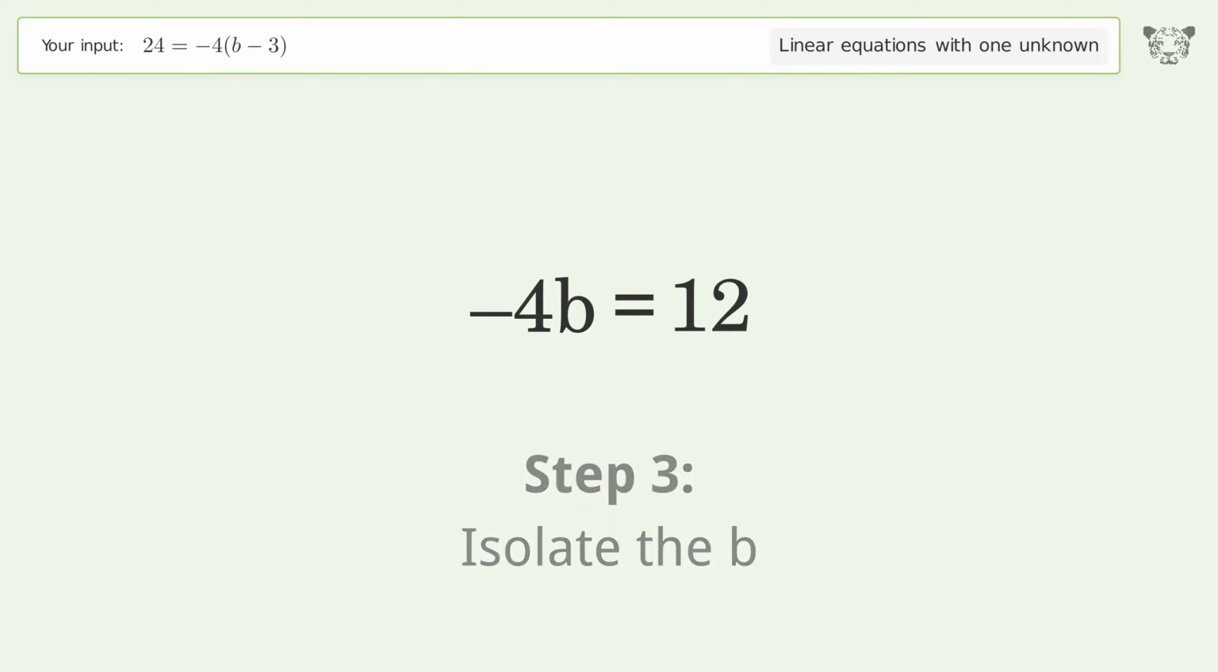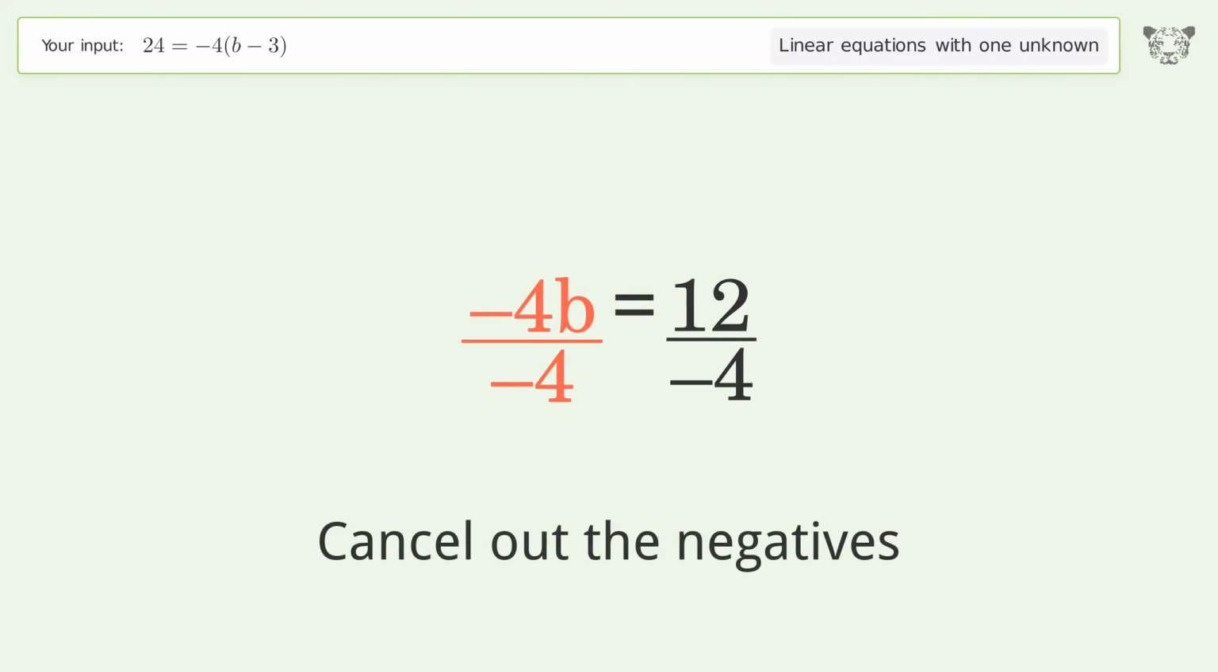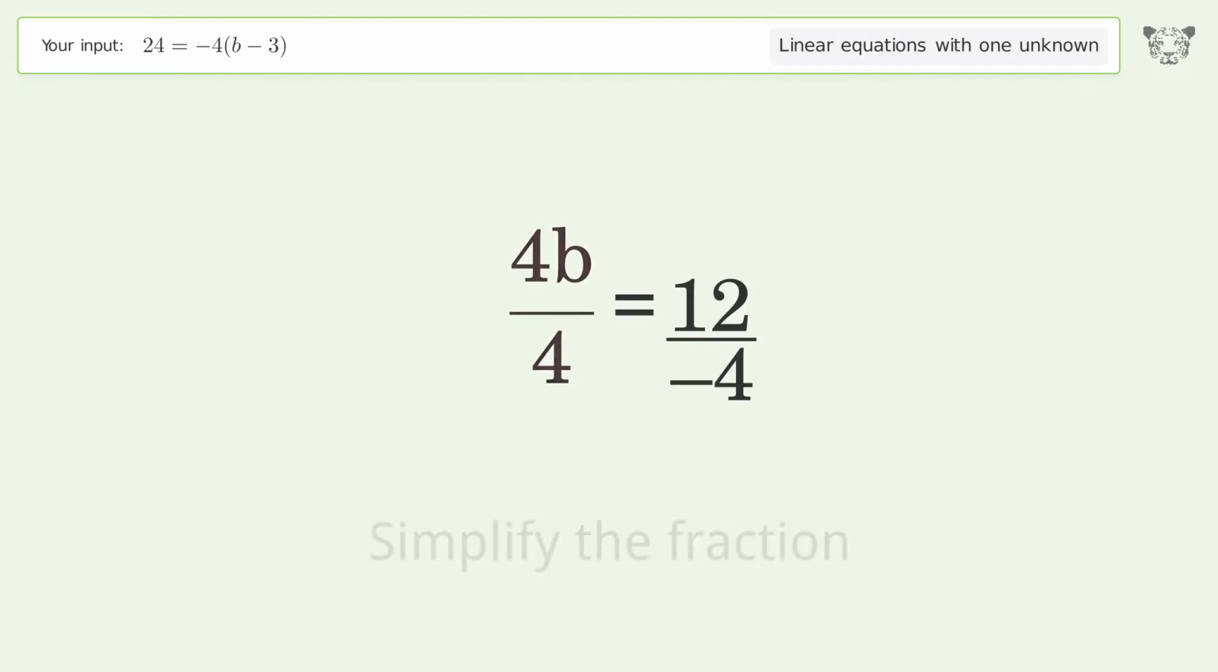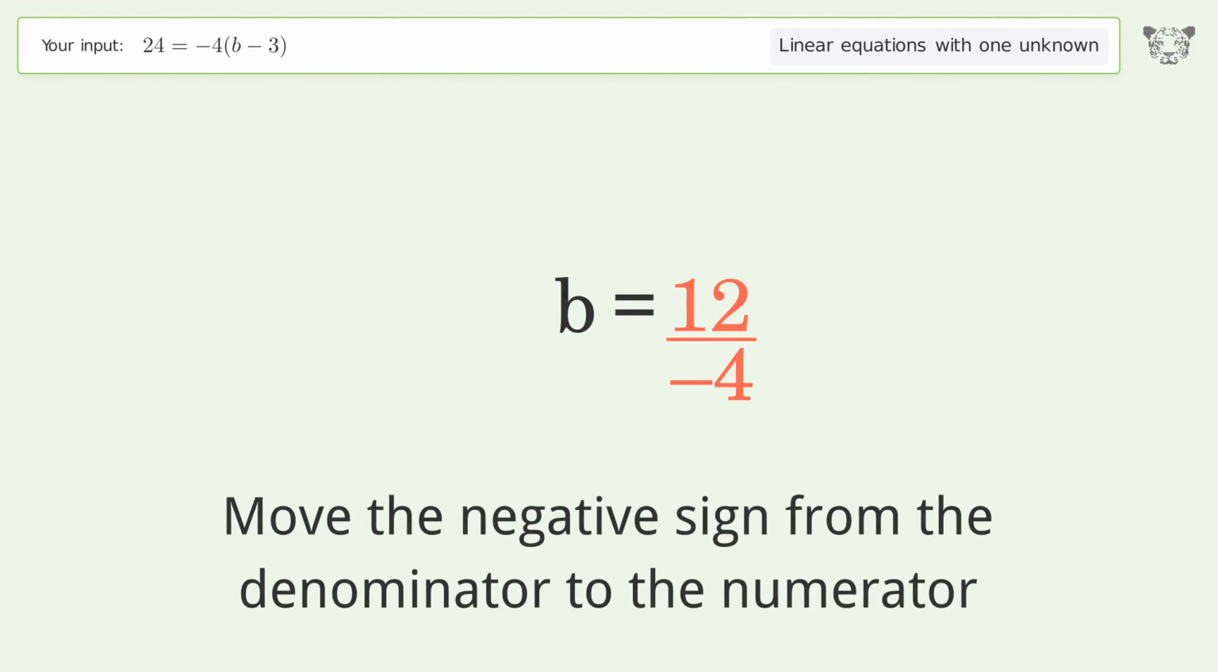Isolate the b. Divide both sides by -4. Cancel out the negatives. Simplify the fraction. Move the negative sign from the denominator to the numerator.